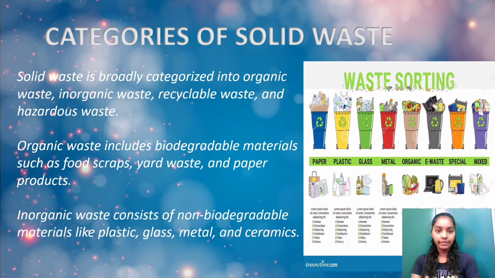Categories of solid waste. Solid waste is broadly categorized into organic waste, inorganic waste, recyclable waste, and hazardous waste. Organic waste includes biodegradable materials such as food scraps, yard waste, and paper products. Inorganic waste consists of non-biodegradable materials like plastic, glass, metal, and ceramics.